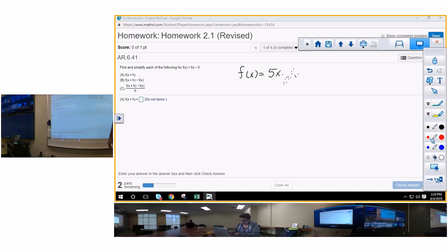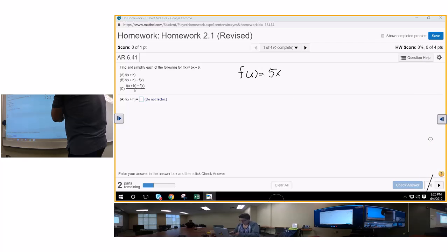Marker on ink. No, it's not out of ink. I don't have ink in it. It's just, I think the battery's dead.